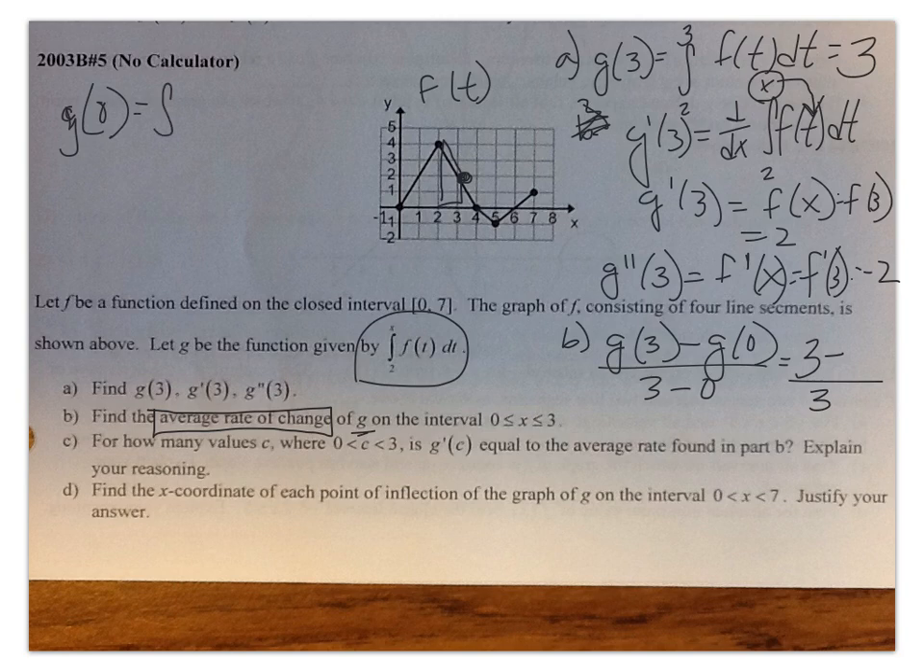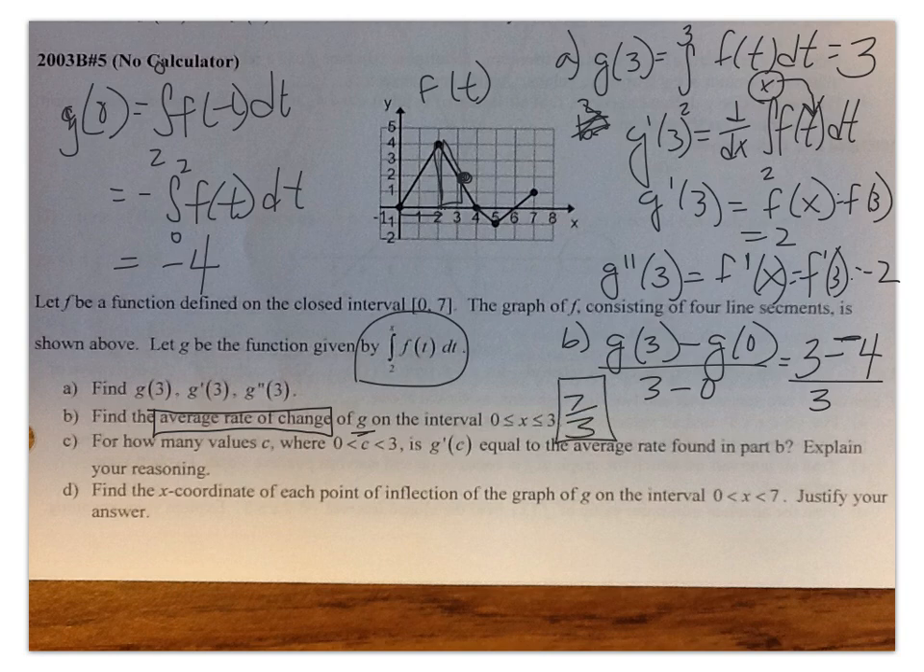The integral from 2 to 0 of f of t dt. So that's going to be the opposite of the integral from 0 to 2 of f of t dt. So going from 0 to 2, we have a big triangle, base of 2, height of 4. 2 times 4 is 8, divided by 2 is 4, and then we have the negative in front, so that's -4. So 3 minus -4 would be, on the numerator, 7. 3 plus 4 is 7/3. It's the answer to part B.